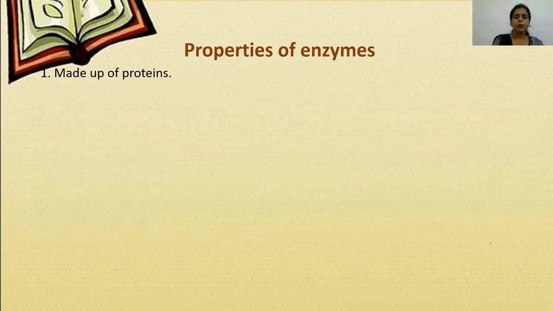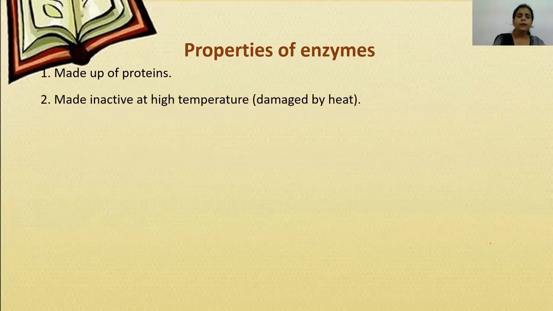Next is properties of enzymes. The first very important property of enzymes is, as I've told you earlier, that they are made up of proteins. Second, these enzymes work in the best possible way at a particular temperature, which is called the optimum temperature. Okay, so these enzymes are made inactive at high temperature.